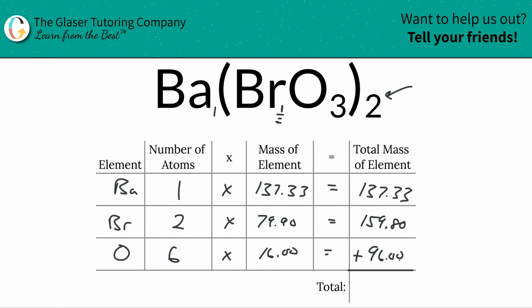Then to find the total of everything, the total mass of the whole compound, just simply add this column up. Add these all together, and the total mass now of barium bromate is going to be 393.13. Since we're finding molar mass, the units here are in grams per mole.